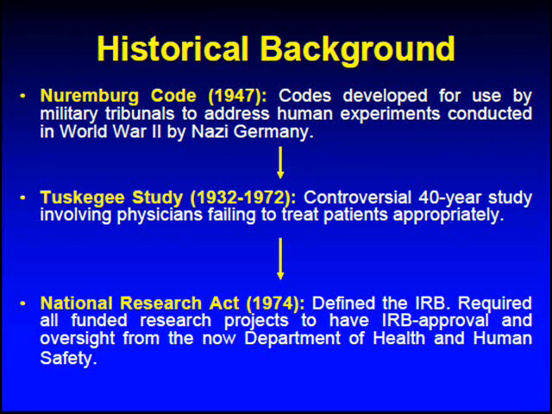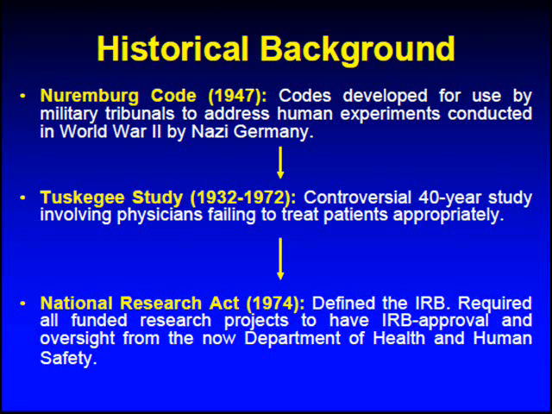During World War II, as you know, there were many crimes against humanity due to a variety of the Axis powers, Nazi Germany and so forth, which preempted the need for establishing the Nuremberg Code. This code, of course, was applied to the military tribunals to address the human experiments conducted by the Germans during World War II. This was in 1947.